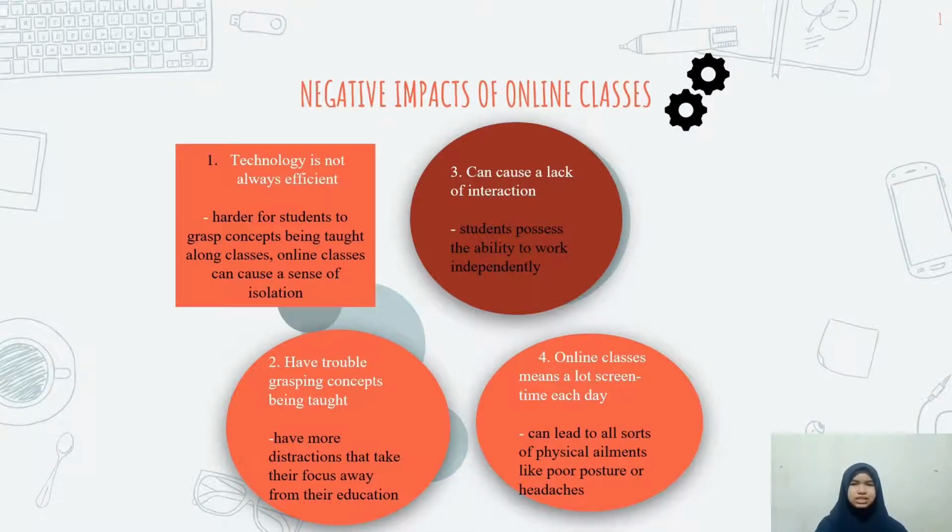Then the last point is that online classes mean more screen time. Excessive screen time can lead to all sorts of physical ailments like poor posture or headache, and the average person spends 3 hours on social media each day. But it can also be a personal issue for students who struggle with learning from or focusing on screens.